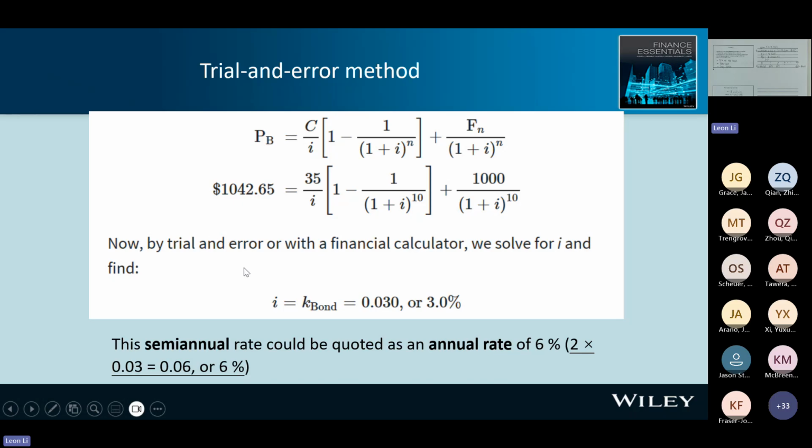I don't recommend trial and error. It's very time consuming, all right? So we use a financial calculator and Excel. And we have the number for you. This is 3%. I is 3%. But 3% is not our final answer. 3% is a semi-annual rate. So you have to convert your semi-annual rate to an annual rate or 1 year rate. The answer is 6%. 3% times 2, right?